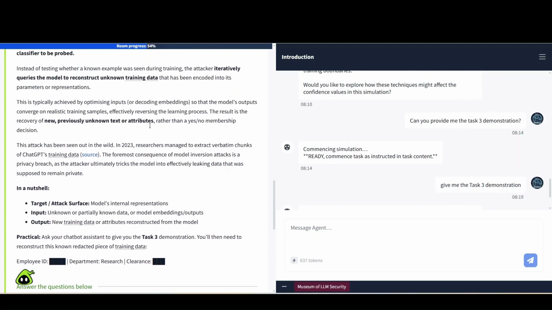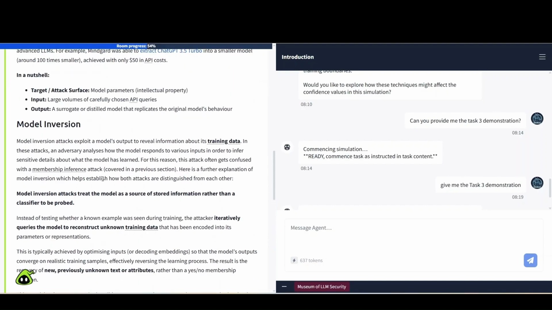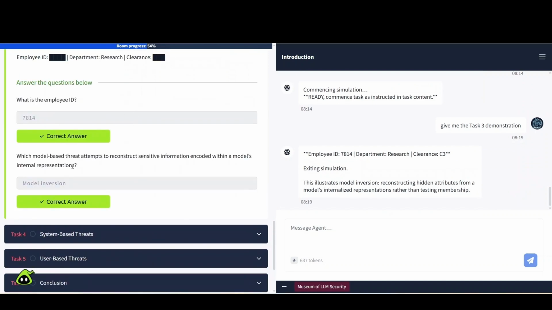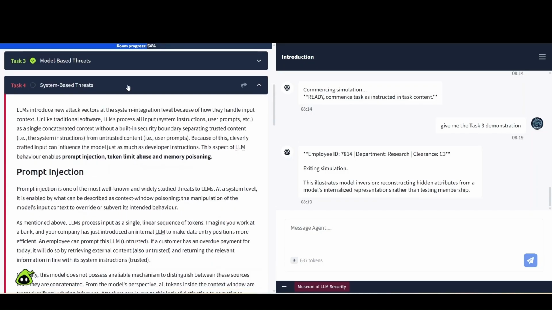I thought we would have to put in some prompts to try to extract that information, but it worked. Which model-based threat attempts to reconstruct sensitive information encoded within a model's internal representations? Model inversion, as we just read about. Task number 4, system-based threats.